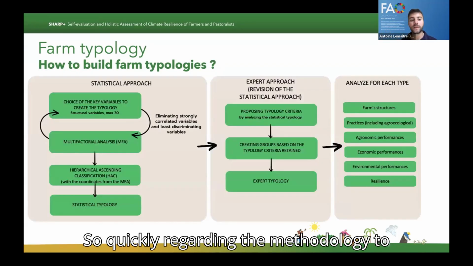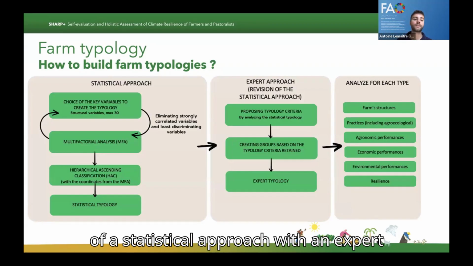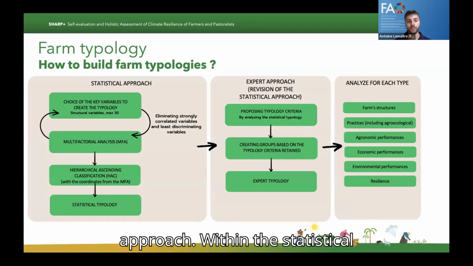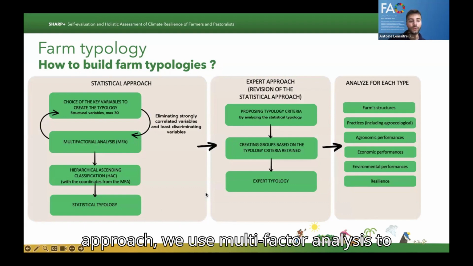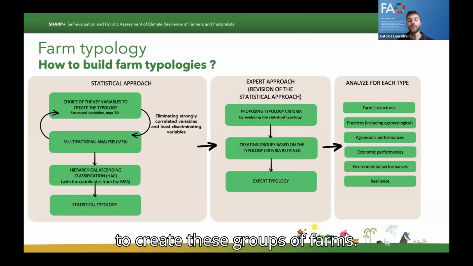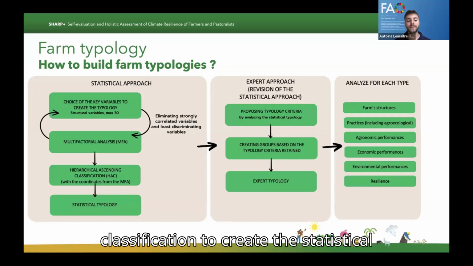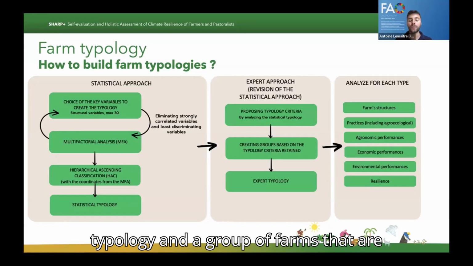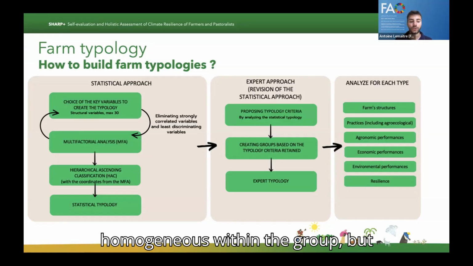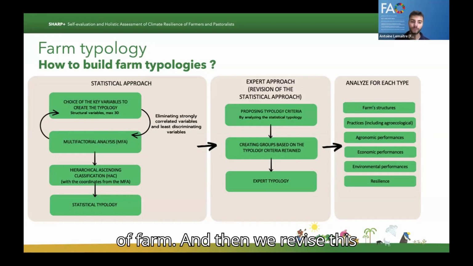So quickly regarding the methodology to build this typology, it's a combination of a statistical approach with an expert approach. Within the statistical approach, we use multifactorial analysis to identify the most discriminating variables to create these groups of farms. Then we do a hierarchical ascending classification to create the statistical typology and have groups of farms that are homogeneous within the group, but statistically different from other groups of farms.